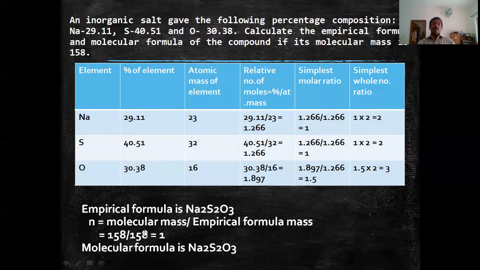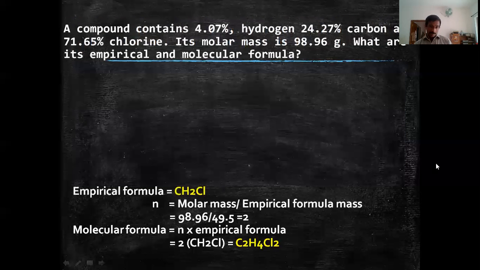Then what is n? Molecular mass divided by empirical formula mass. Molecular mass 158, that is given here. If you calculate empirical formula mass, then again you will get 158: Na2S2O3, 23 plus 23 plus 32 plus 32 plus 16 plus 16 plus 16. You will get 158. The ratio is equal to 1. If the ratio is 1, what is the meaning? Empirical formula and molecular formula are the same. Molecular formula is Na2S2O3.